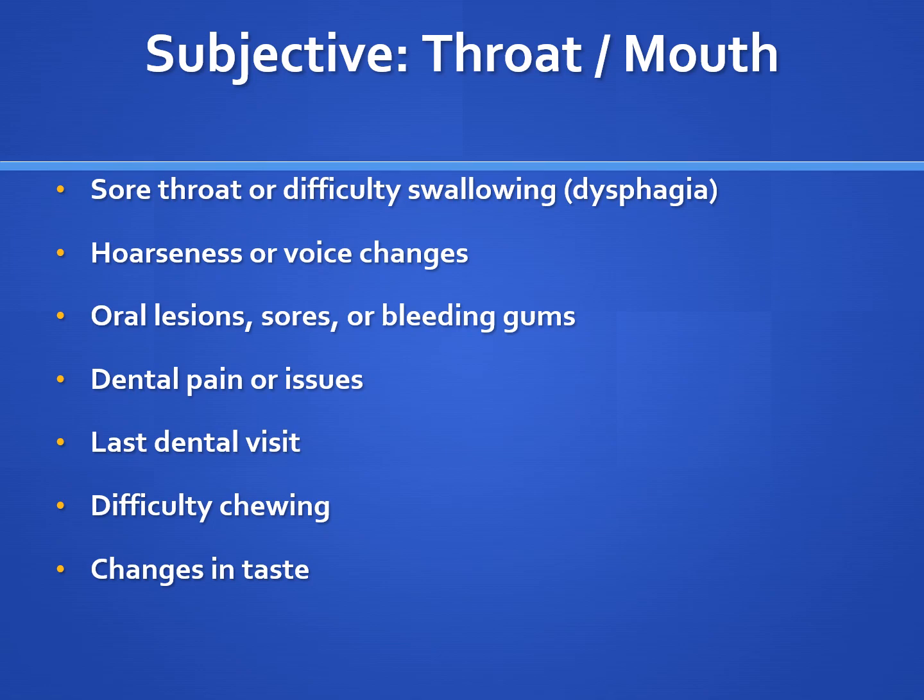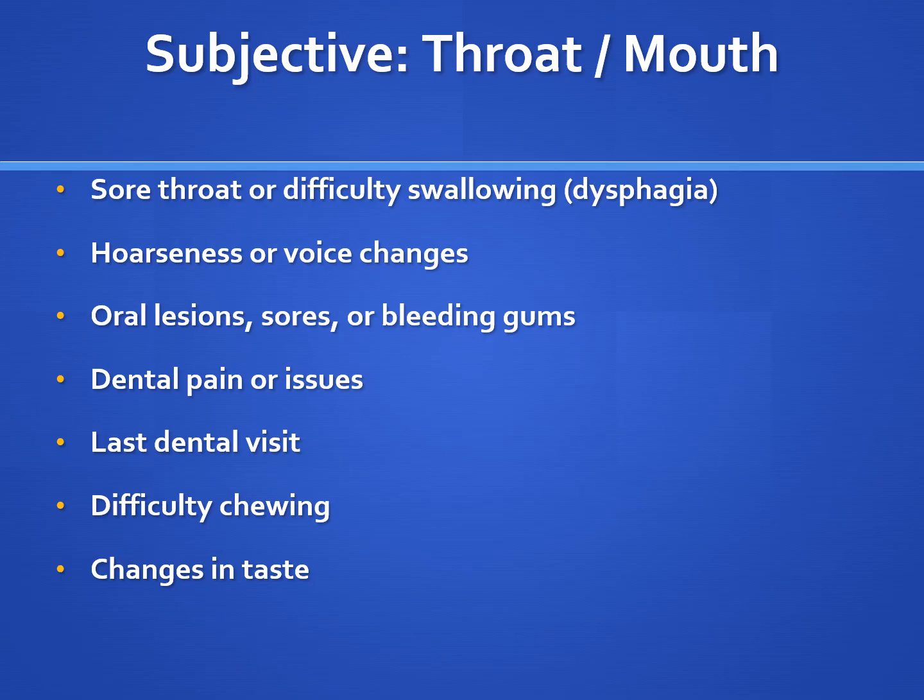Now we're finishing the head, ears, eyes, nose, and throat subjective assessment with the mouth and throat. And so our function here is airway, swallowing, speech, and nutrition. So asking about sore throat or any difficulty swallowing, also known as dysphagia. We want to clarify, is there any pain with swallowing versus trouble getting food down? Dysphagia can indicate infection, obstruction, or neurologic issues. A red flag would be difficulty swallowing with drooling or any airway compromise.